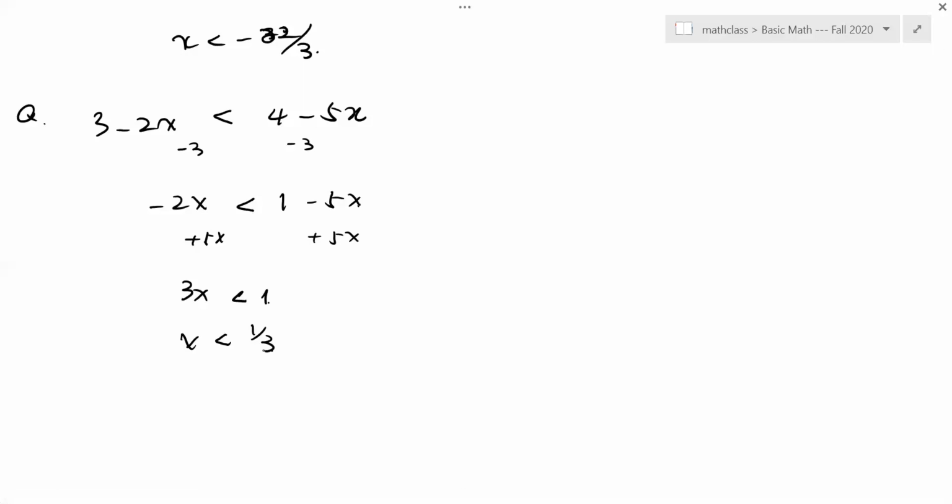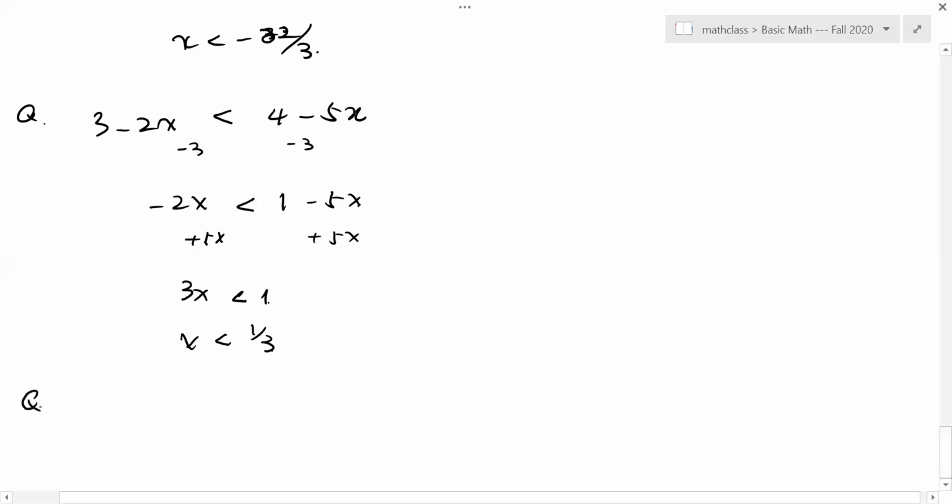Okay, and you can choose a special number which is less than 1/3. Check whether you get the right answer. So let x be 0. Then you look at the left hand side, 3, the right hand side, 4. 3 less than 4, yes. Okay.